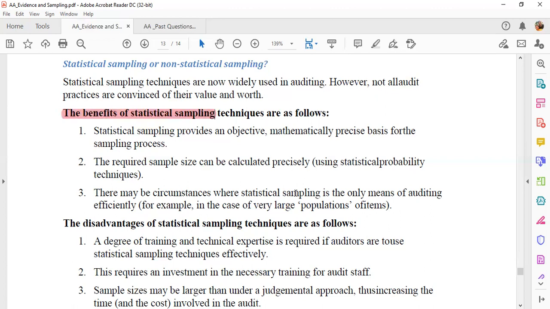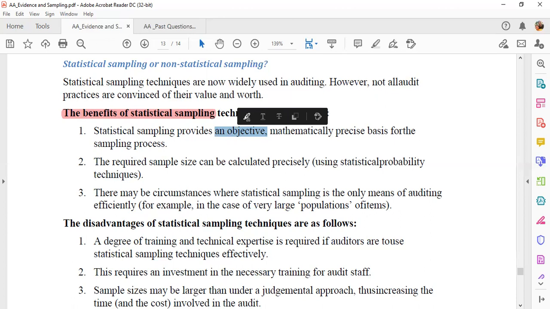So what's the benefit of statistical sampling? We say it provides objectivity and mathematics. It's not subjective. It's not because I'm using judgmental sampling, where I say, I did not like this one, I will select this. No, every item within the population under statistical sampling has an equal chance of being selected. So it is objective.